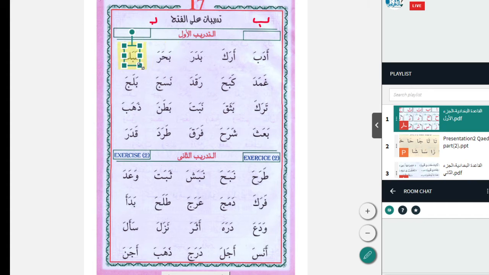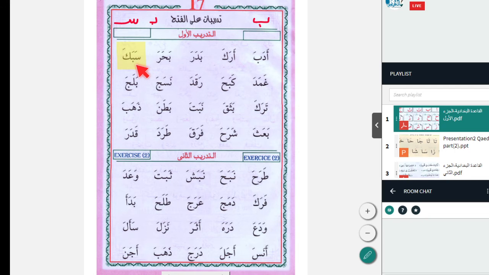Let's read one more example. Here we have it. The first one is, did you recognize the first letter here? This is the letter that has 3 teeth but has no dots at all. Do you remember what this letter is? Yes, you are correct. It is seen. Sa.